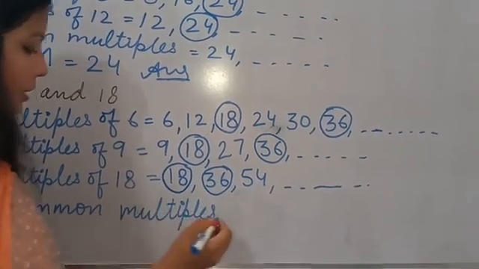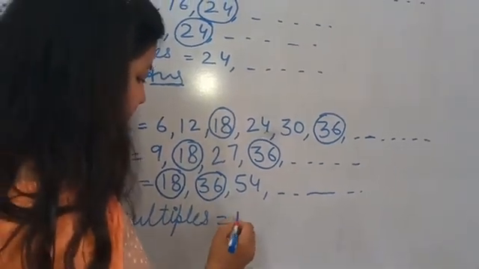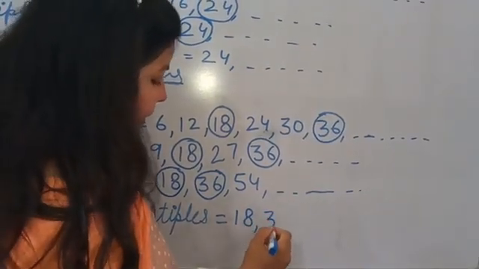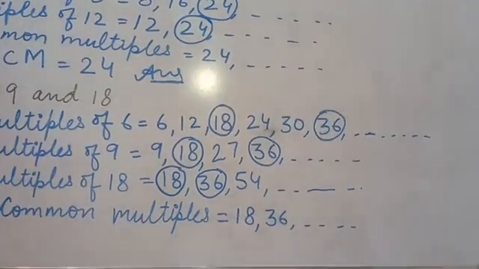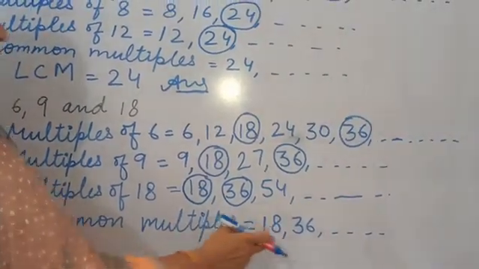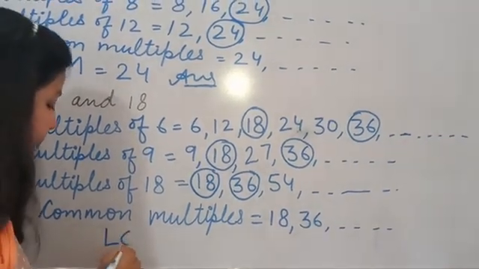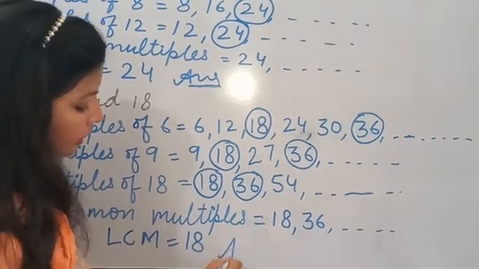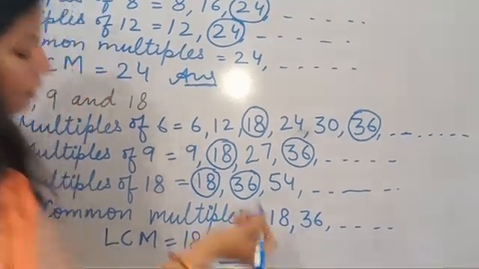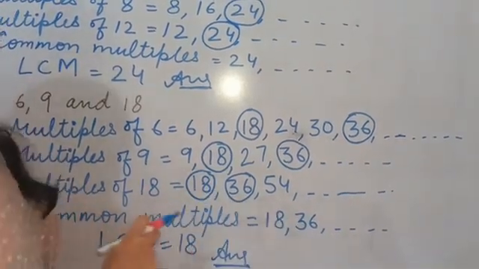Common multiples equal to which are the common? 18 and 36. 18 ones are 18. Then 36 is common. So which is the first common? 18. So 18 will be our LCM. So we write here LCM equals to 18. That's your answer. Okay. So which is the first common? That is our LCM.